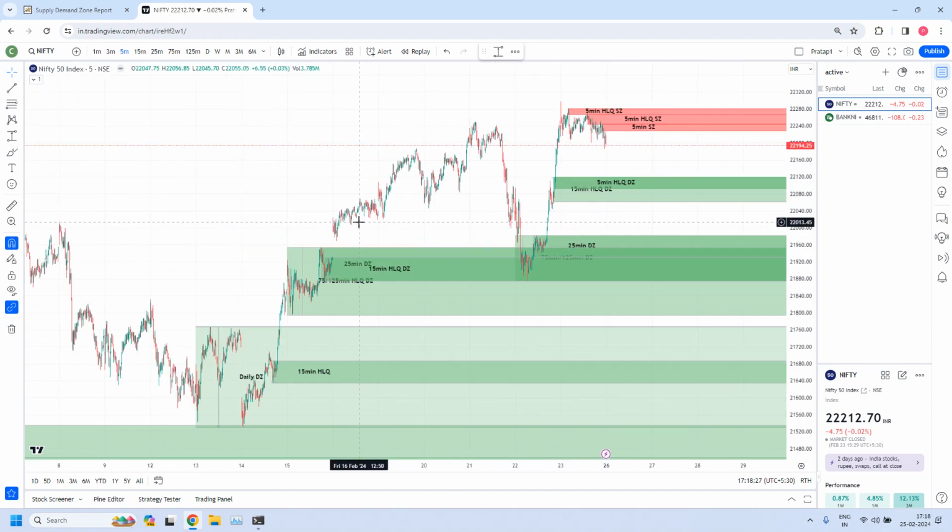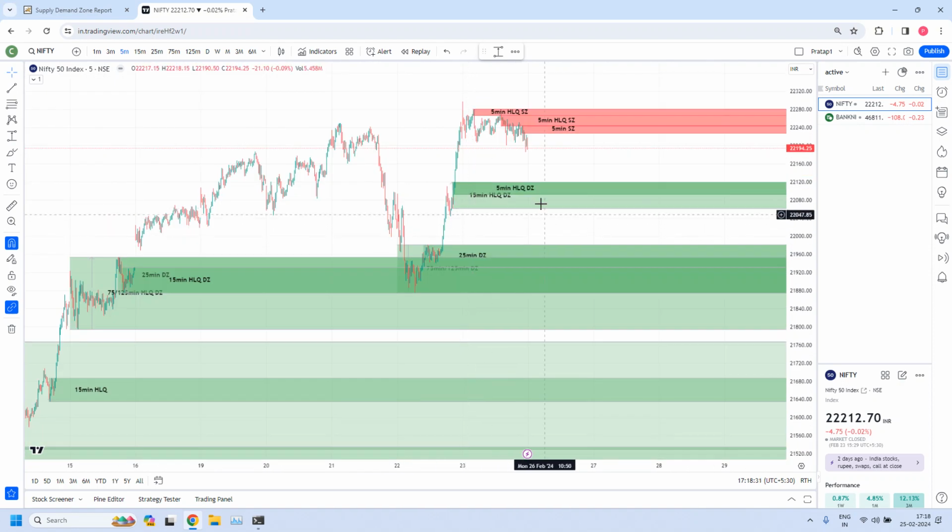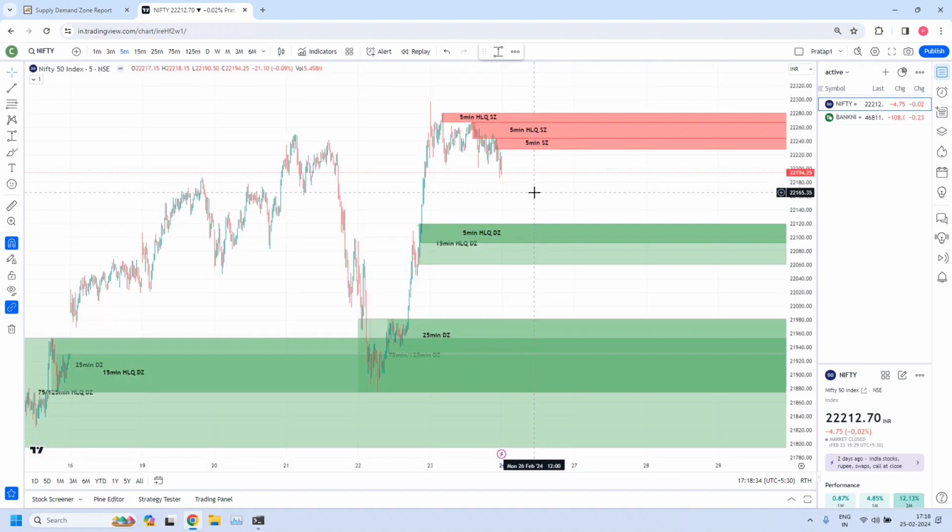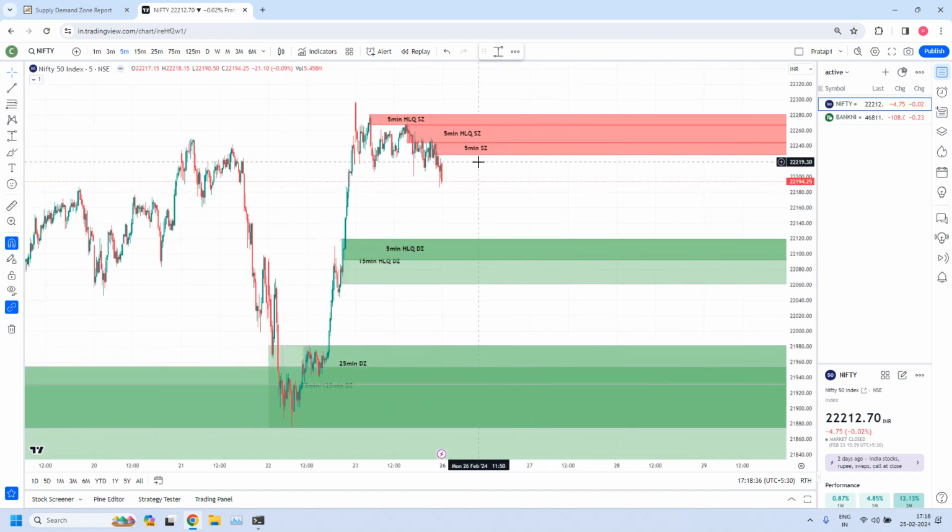See, this is how you do analysis and identify your strong supports and resistances. Here is what I am finally concluding: the immediate support is this area, this 5 minutes high liquidity or 15 minutes high liquidity. And this is your supply zone. And within how much range will the market be moving? Let me draw an info line.